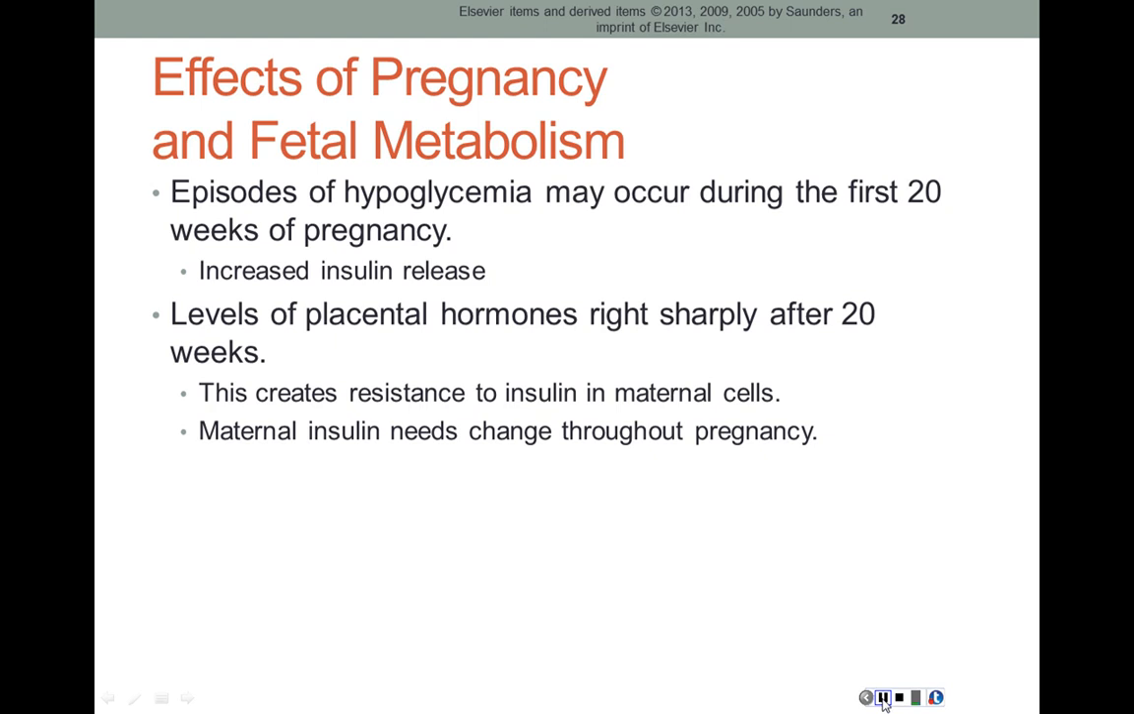normally this is when we start seeing this resistance to insulin in maternal cells, and maternal insulin needs will change throughout the pregnancy. Early in pregnancy, there's not a lot of changes, but with morning sickness, you can have hypoglycemia. And then late in pregnancy, we talked about that insulin resistance occurs because the body wants to have more glucose available in order to supply the fetus with the glucose that it needs in order to develop and grow.